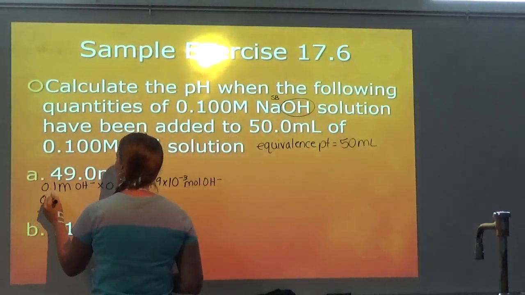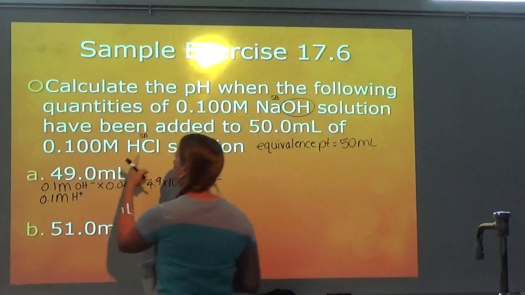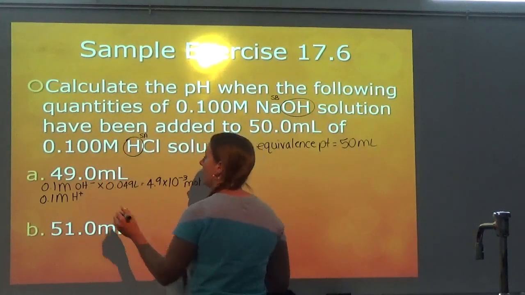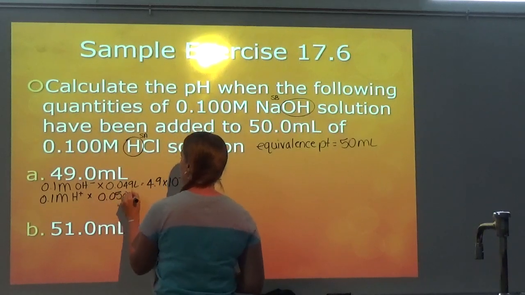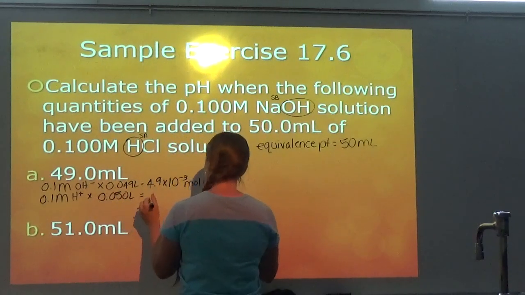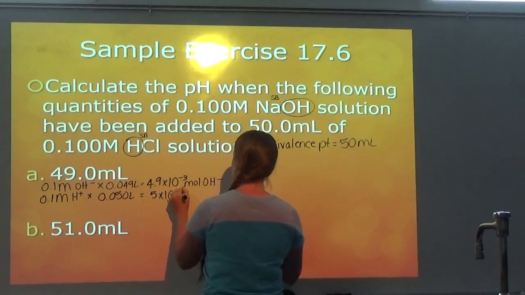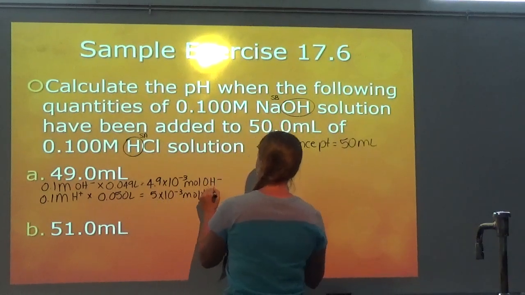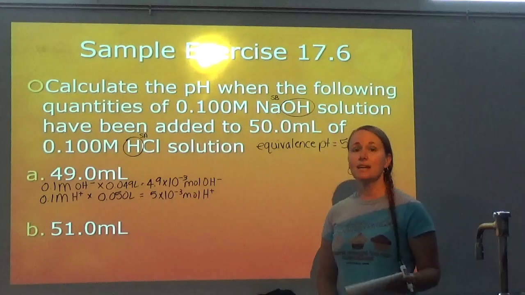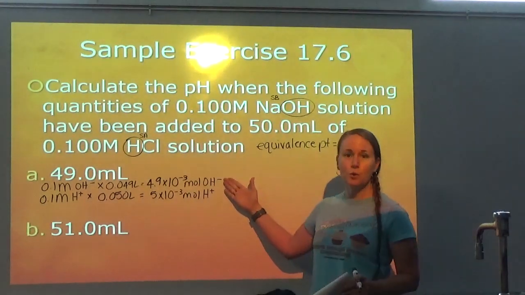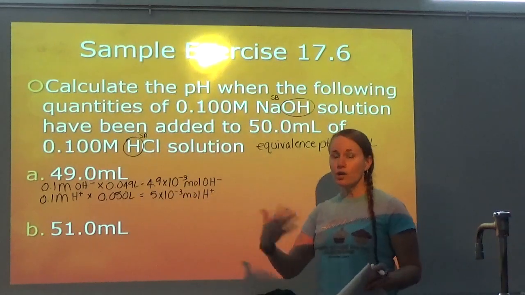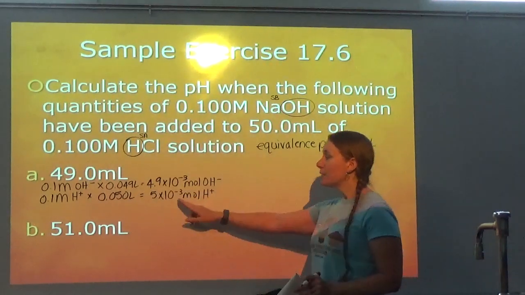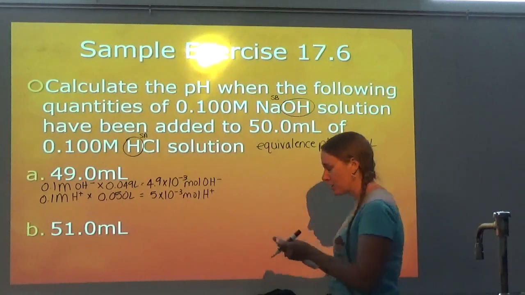Then I do the same thing for my acid. I have 0.1 molar of H plus, because there's only one H here, times 50 milliliters, so 0.050 liters. And I got 5 times 10 to the negative 3 moles of H plus. So obviously I can see I have more moles of H plus than I do OH minus. But 4.9 times 10 to the negative 3 are going to be neutralized. So I just take my larger amount and subtract my smaller amount from it.